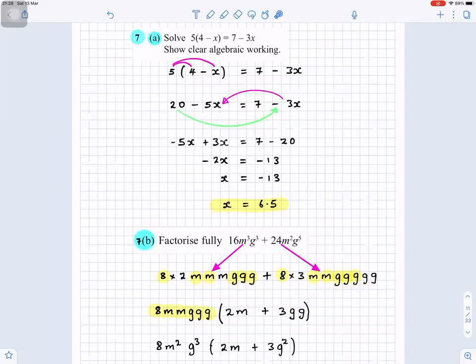Now we can combine this. M times m, the 8 stays the same. M times m is m squared. G times g times g is g cubed, plus 2m plus 3. The g times g is g squared. So that's how you write it in the factorized form. So factorize means put in brackets, which is different from expand, which means remove brackets.